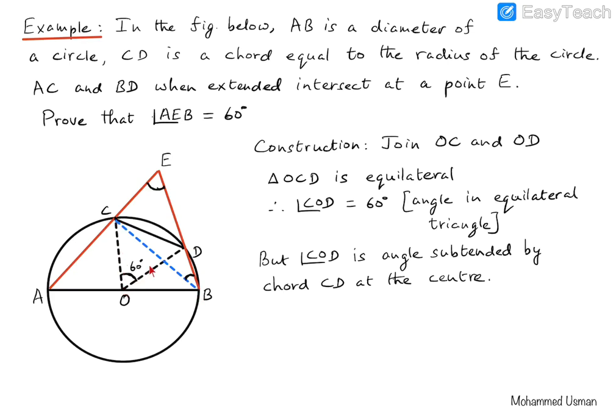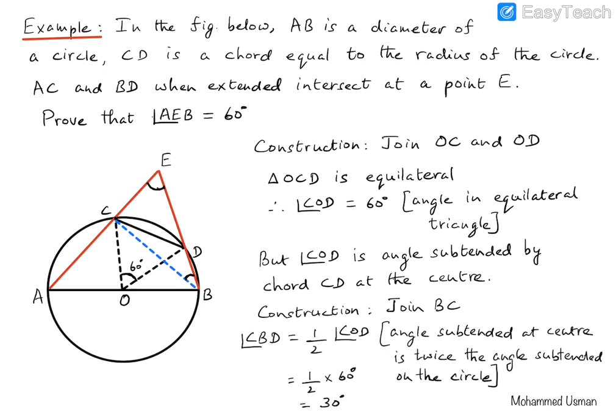And we know that angle COD is the angle subtended by the chord CD at the center of the circle. And we know from an earlier theorem that the angle subtended by a chord at the center is 2 times the angle subtended by the same chord at any other point on the circle. So if the angle at the center is 60 degrees, that means the angle at any other point on the circle must be half of the angle at the center. So angle CBD should be equal to 30 degrees. So we have obtained that the angle CBD is equal to 30 degrees.